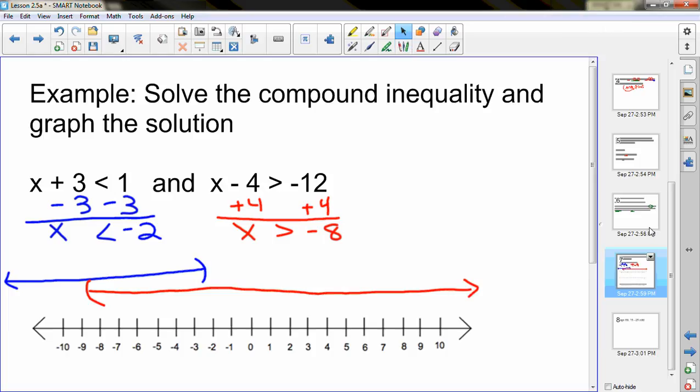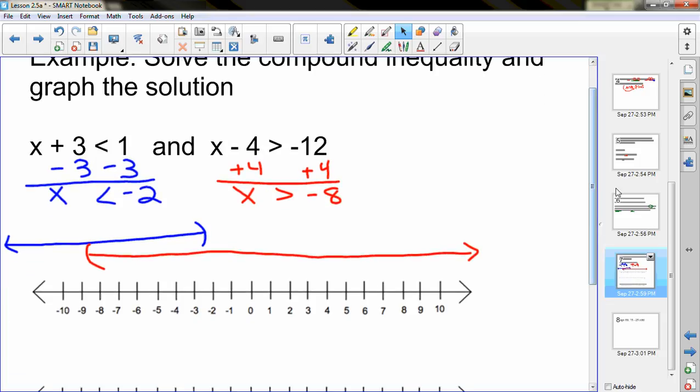Does everybody understand the red and the blue stuff? Okay. Here's what we're going to put on the main number line.